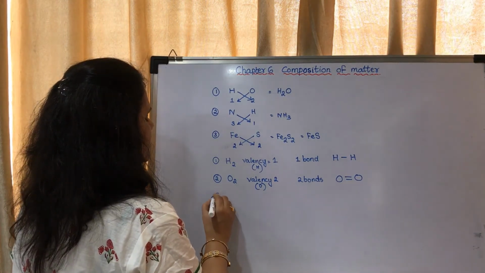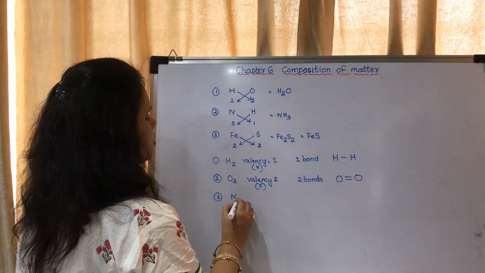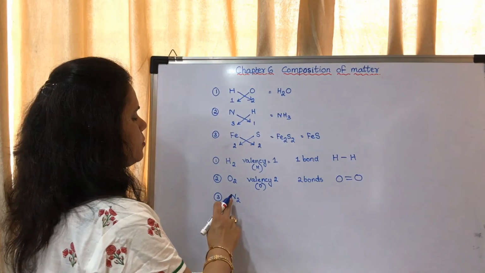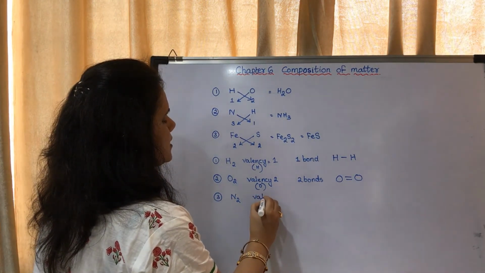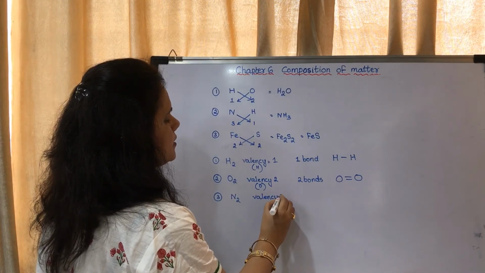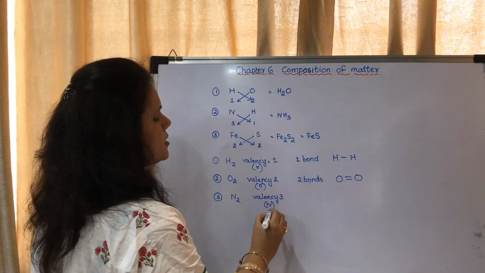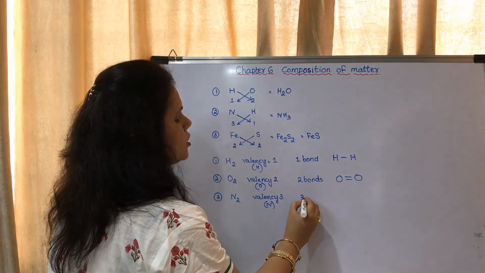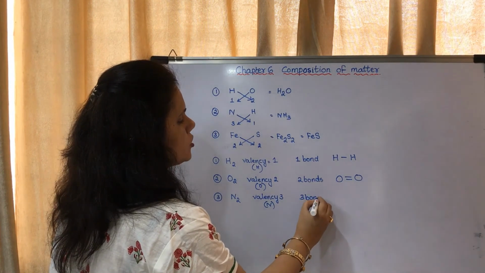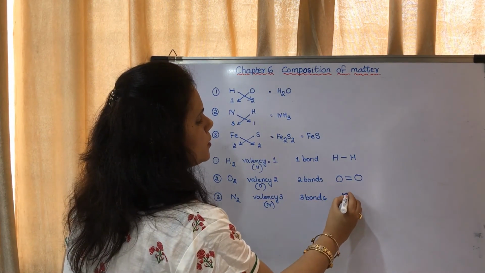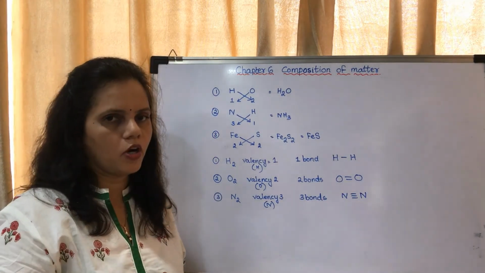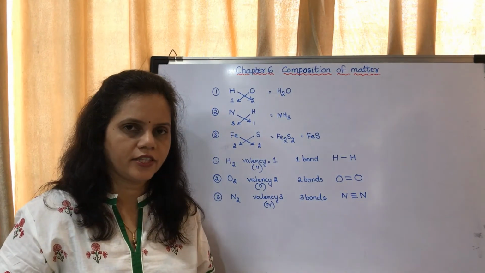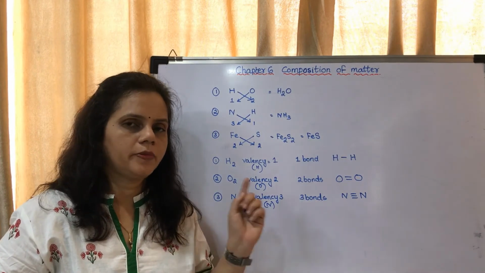Now the third one is N2. How many atoms of nitrogen? 2 atoms of nitrogen. What is the valency? The valency of nitrogen is 3. So how many bonds will be there? 3 bonds. That means between 2 atoms of nitrogen there will be 3 bonds. This is the answer for that. You may copy this.